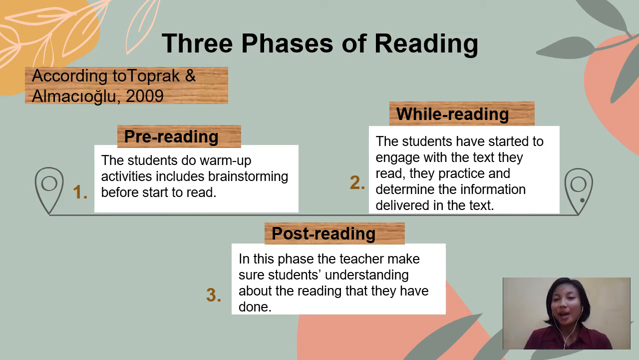Okay, the next material is about three phases of reading. According to Toprak and Almakioglu 2009, the first phase is pre-reading. In this phase, the students do warm-up activity includes brainstorming before they start to read. It means that the teacher gives the students introduction or background knowledge about the text that they read. The teacher must be able to engage the students and help them to understand more better in a good direction and meaningful way. And the next phase is while reading.